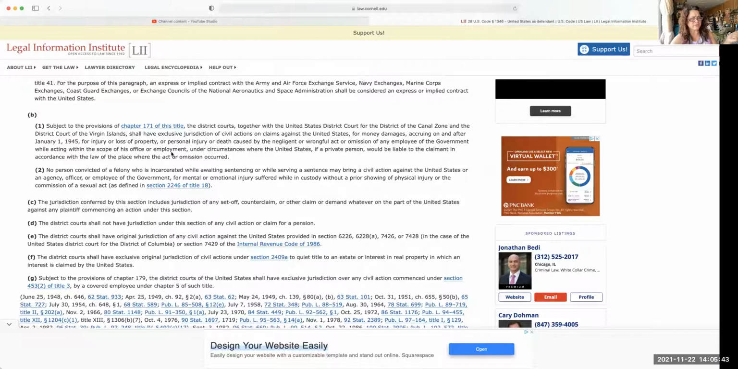Let me see your driver's license. Are you driving? Yeah? Okay, well then you're acting under the scope of your office or employment. Under circumstances where the United States, if a private person, would be liable to the claimant in accordance with the law of the place where the act or omission occurred. I don't know when they put that little "if a private person" in there, because I consider myself private, but I'm not a person. I'm just saying, is that like a sovereign citizen, a private person? How do you do both? It's such a, what is it called? Oxymoron.